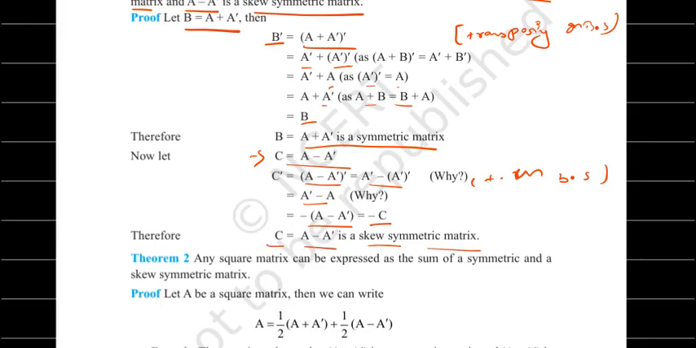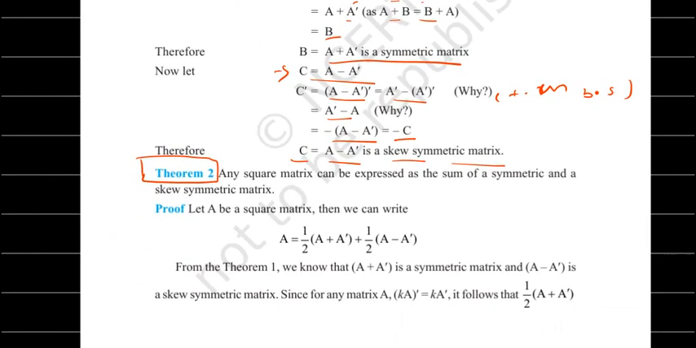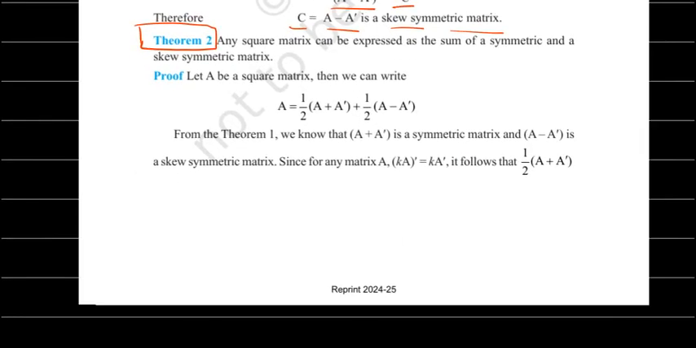Let us go with theorem 2. This theorem is also simple. We will check first and I will explain later. Any square matrix, as written in theorem 2, can be expressed as the sum of a symmetric and a skew symmetric matrix. Proof: they are saying we can add any symmetric and a skew symmetric matrix, so we will get the square matrix. Let us see how it is here.